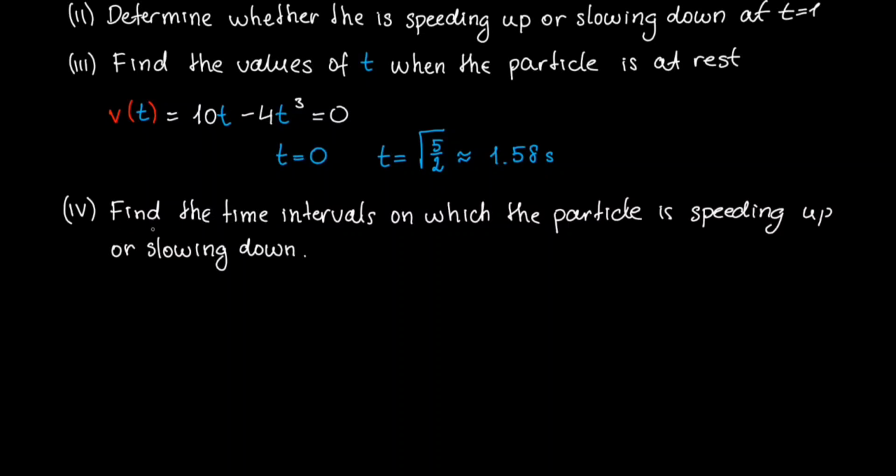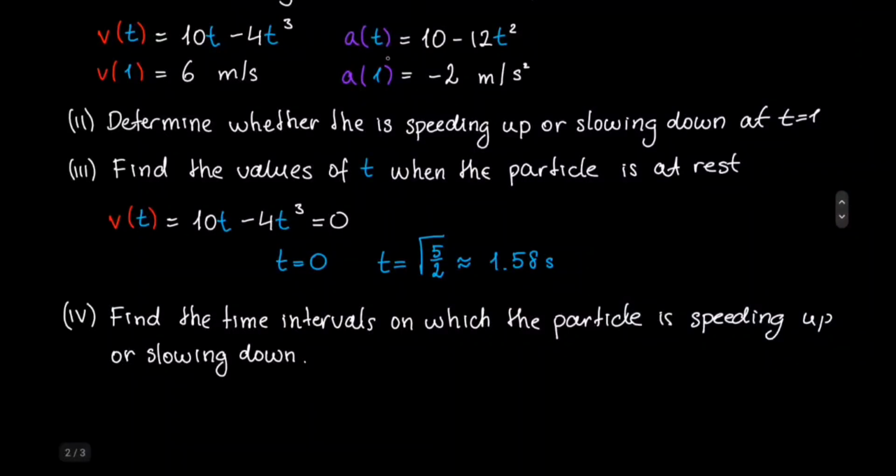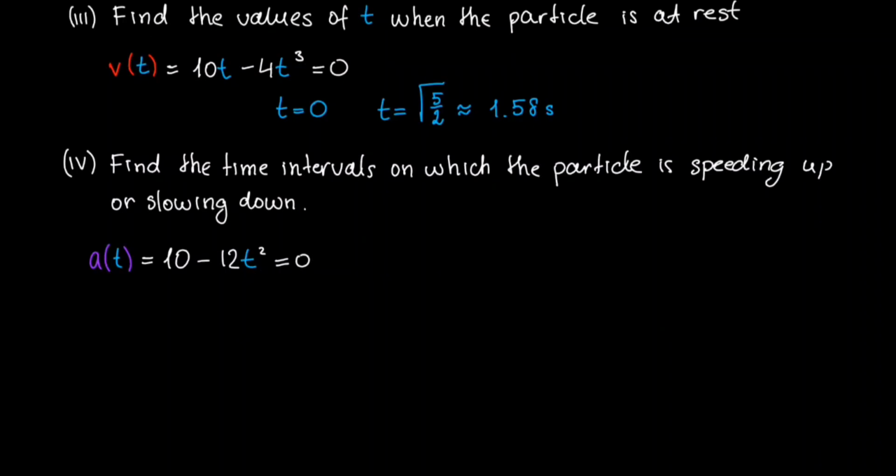Lastly, they ask us to find the time intervals on which the particle is either speeding up or slowing down. So step number 1 here would be to take our acceleration function and equate it to 0, because this tells us the exact moment when the car stopped accelerating in front and started accelerating towards the back. Solving this, I can tell you that t is going to be equal to the square root of 5 over 6. And once again, this is approximately 0.91 seconds.